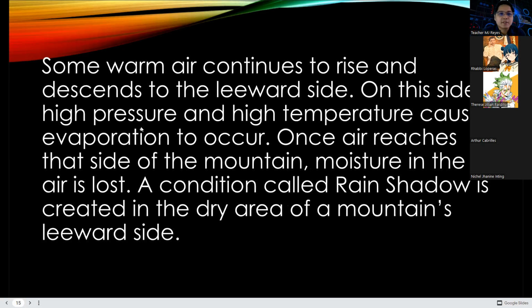On the other side, the high pressure and high temperature cause evaporation to occur. Once air reaches the side of the mountain, moisture in the air is lost. A condition called rain shadow is created in a dry area on the mountain's leeward side.